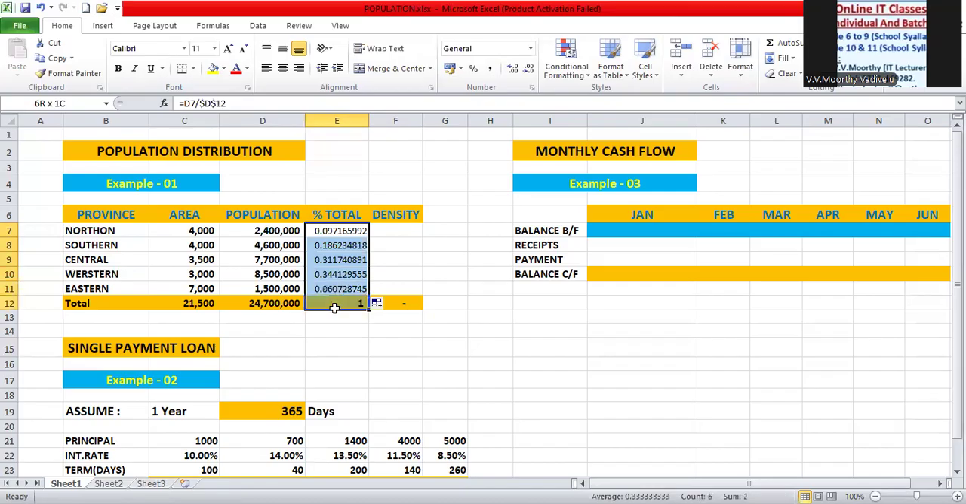So now highlight the whole thing. Go to percentage. How many decimals? I put 2 decimals.